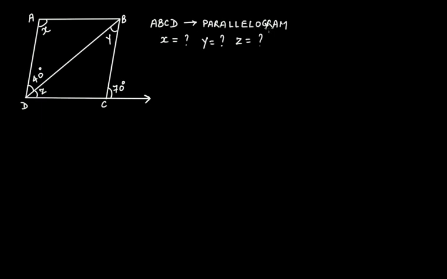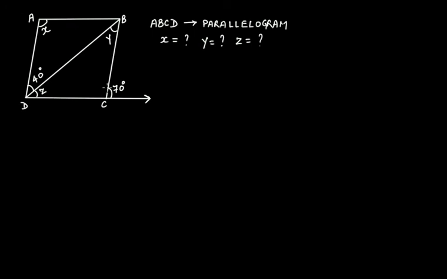ABCD is a parallelogram, and again you have to find the value of X, Y and Z. Now in this problem you can see that this diagonal BD divides this parallelogram into two triangles. Here you have X, Y and Z. Look at this angle. This is 70 degrees.